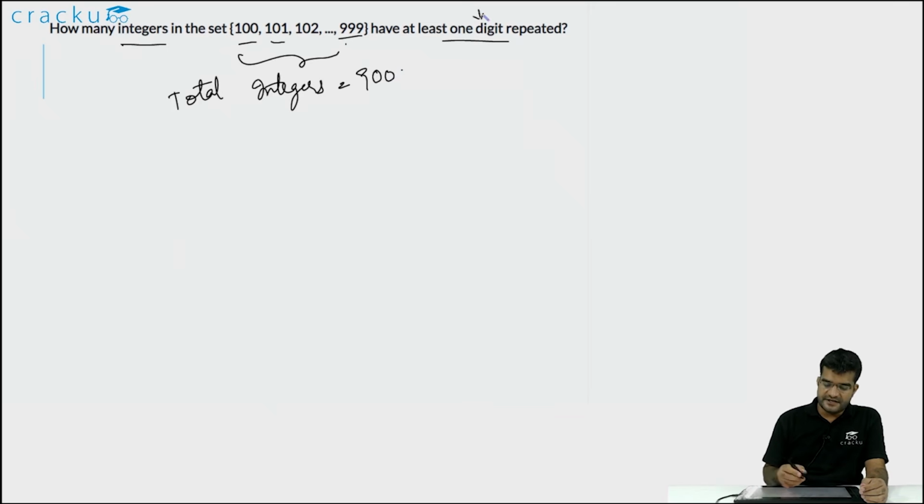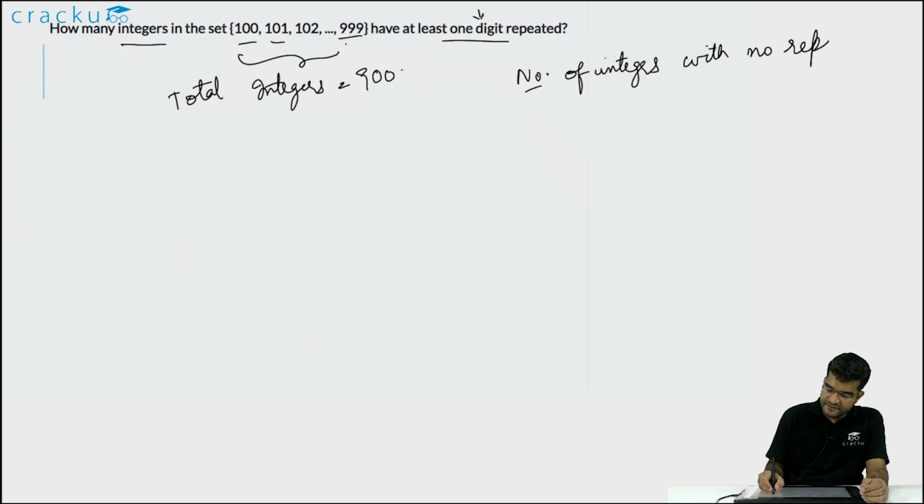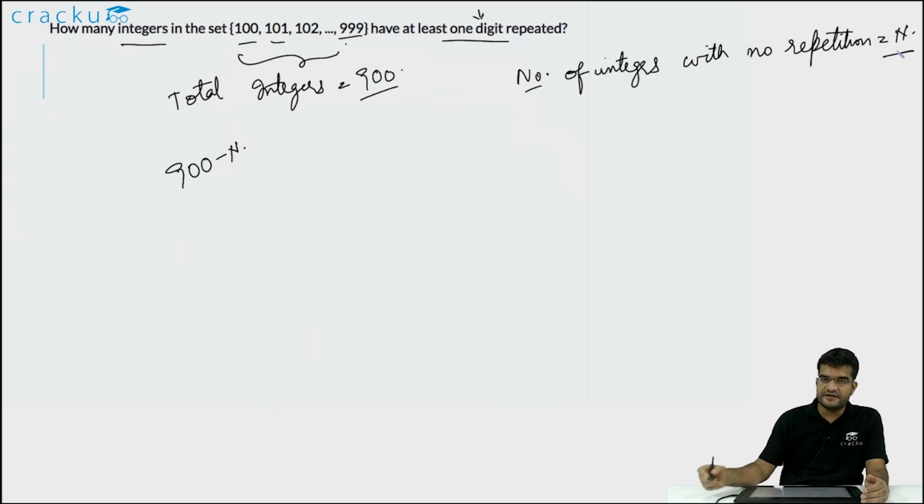Let us first calculate the number of integers in the given set which have no repetition. If we find out the number of integers with no repetition, and let us assume that this is equal to n, then the number of integers which have at least one repetition will be equal to 900 minus n, which will be the answer. So let us try to calculate the value of n.